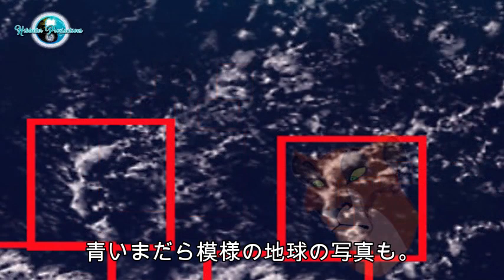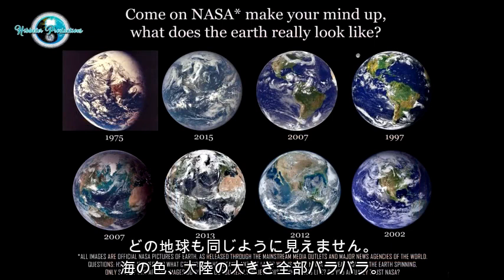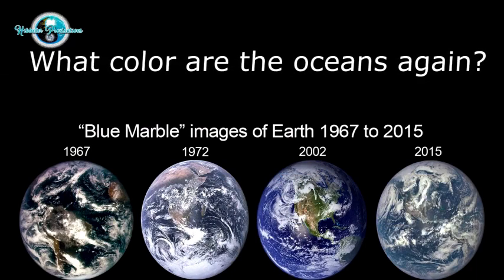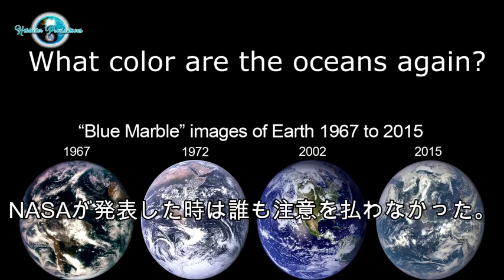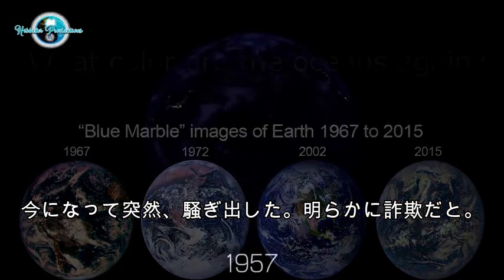Yeah, and those pictures that you're talking about, the blue marble pictures, I think there's maybe 8 to 10 of them over time that NASA has put out, and you're absolutely right. None of those pictures look the same. The color of the water is different. Like you said, the continents are different sizes. It's just unbelievable. And I think what happened originally was they would put these things out and nobody was paying any attention to it. And then all of a sudden now, people are paying attention to it, and now they're pulling these pictures in, and it's an obvious fraud.